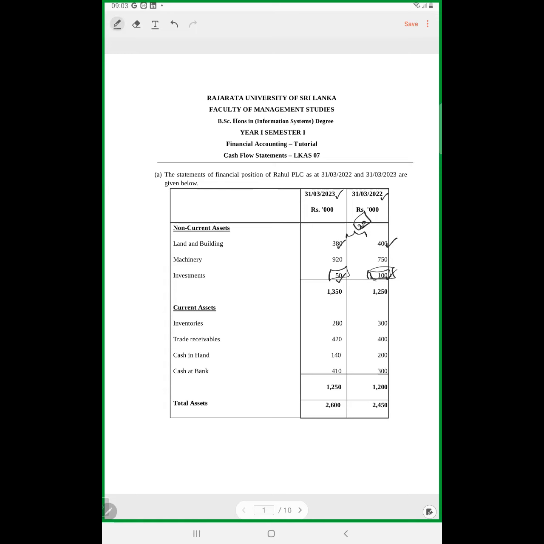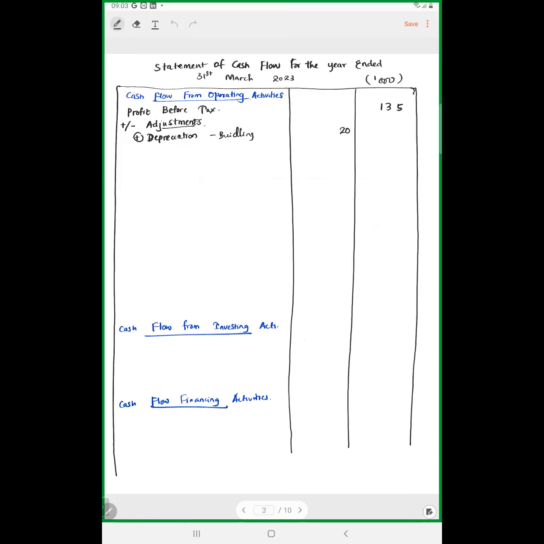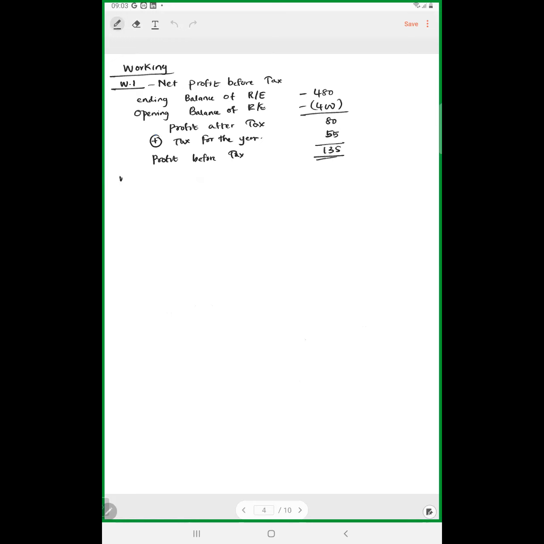Yeah, someone saying that it's 60. Good. So we'll check. So please keep in mind the opening and ending balance of the investment. Working number 2. Sales realization from investment. Right?